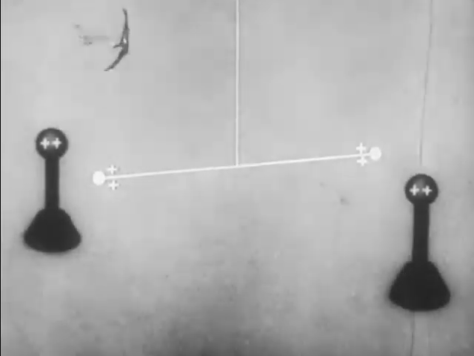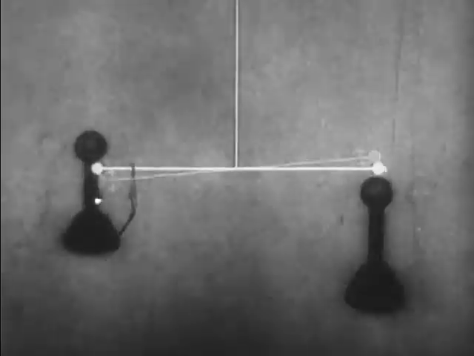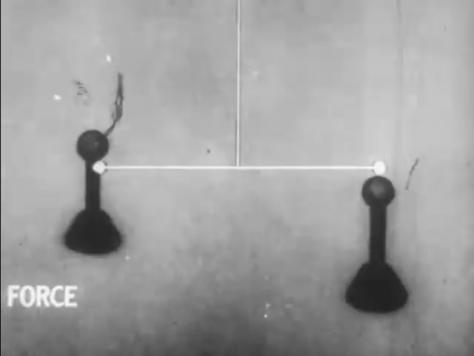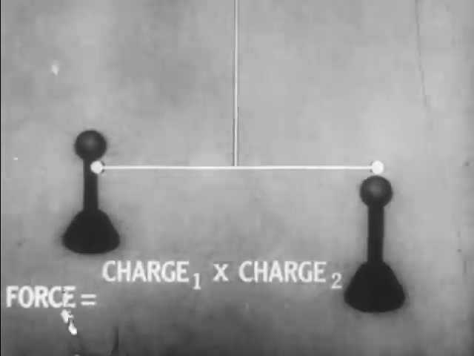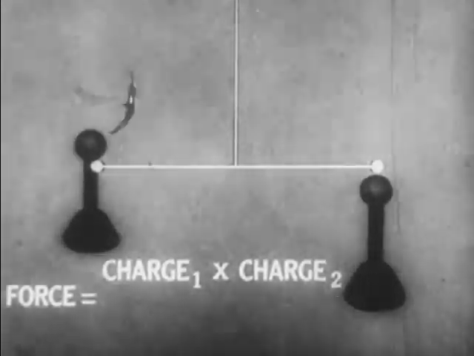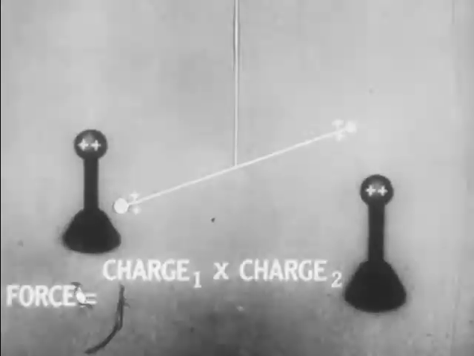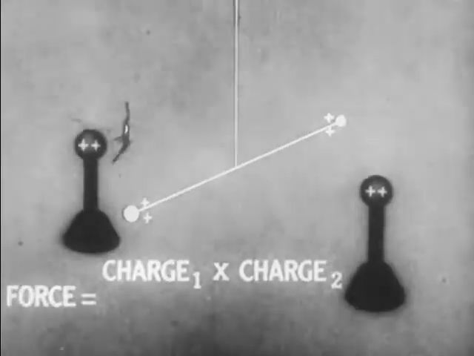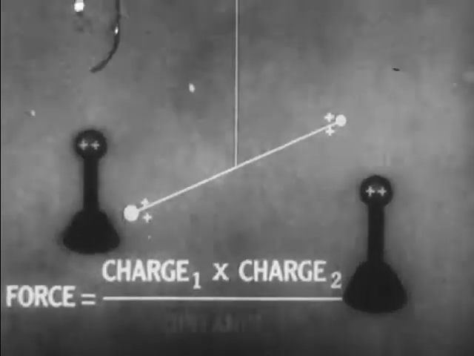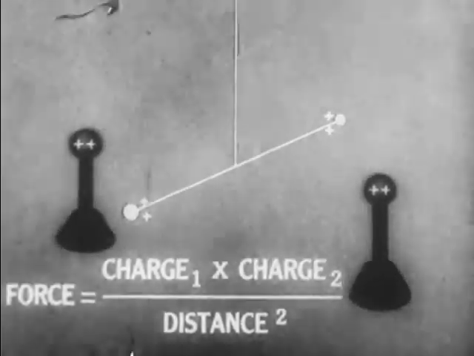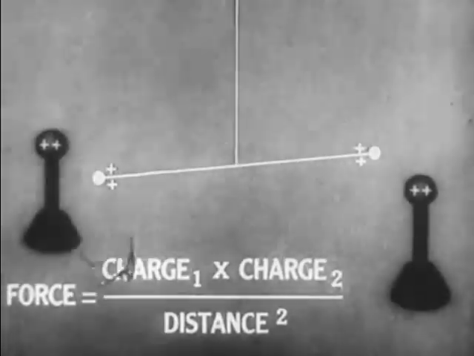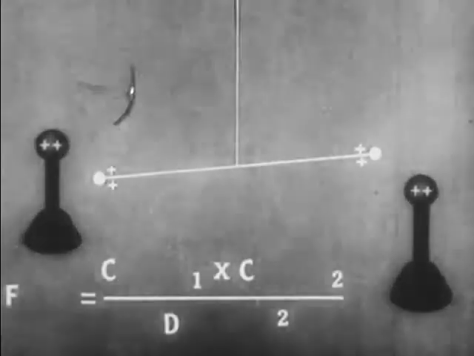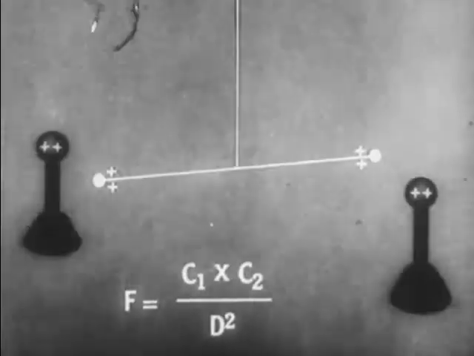This type of experiment is the basis of a law discovered by Coulomb, which says that the force between two charged bodies is directly proportional to the product of the charges, and inversely proportional to the square of the distance between them. This is called Coulomb's law.